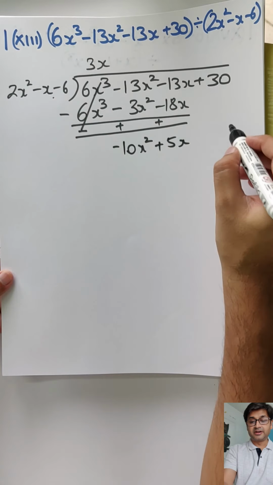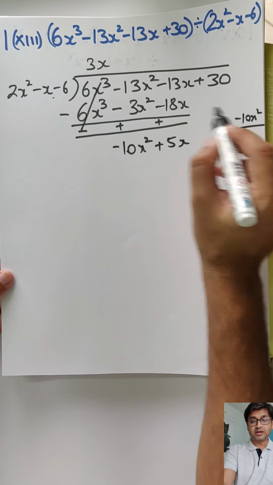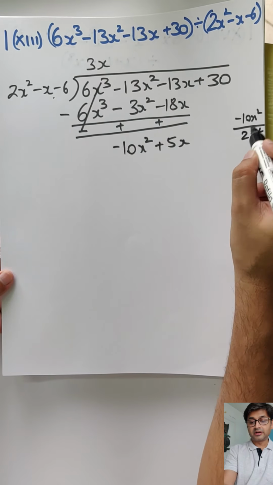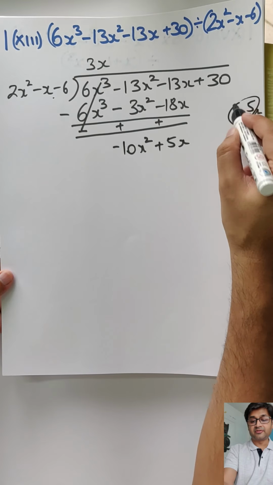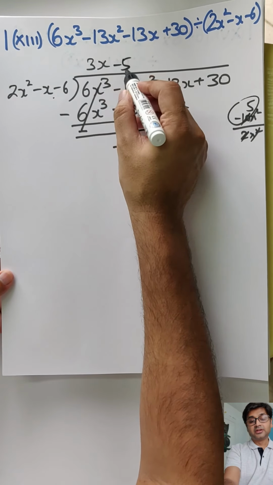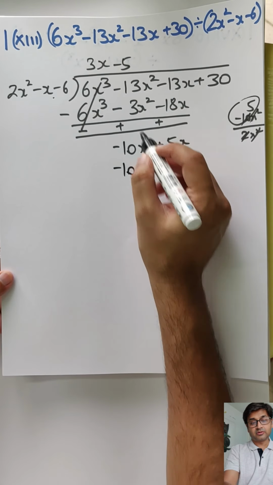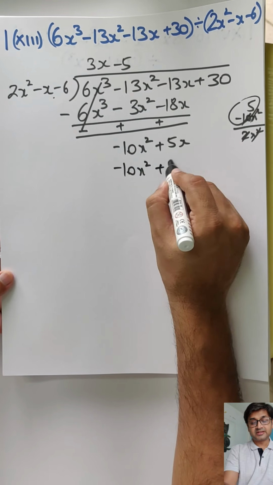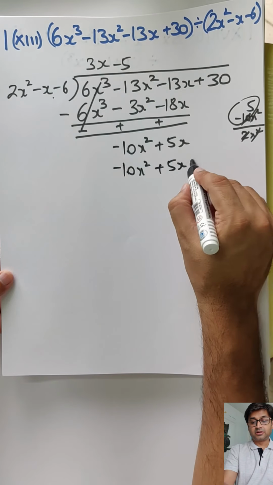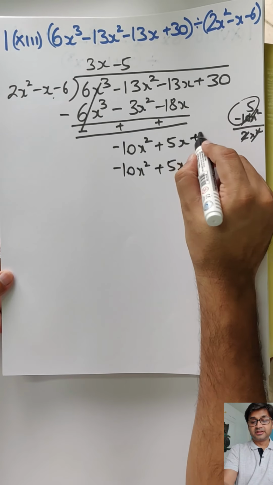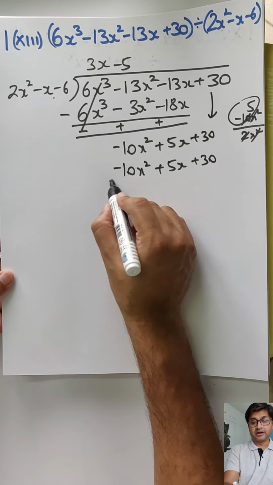Now this to be divided by this, so minus 10x square upon 2x square. X square cancels, 2 1s are 2, 5s are 10, so minus 5. Now this will be multiplied with all the 3. So minus 10x square plus 5x plus 30. So I can bring this 30 also down right now.